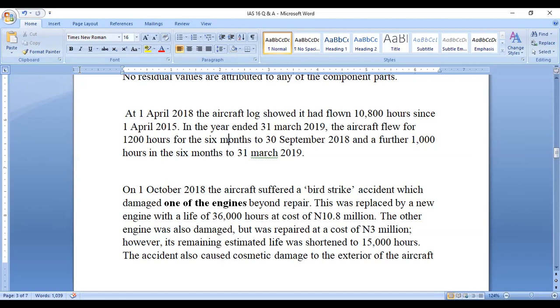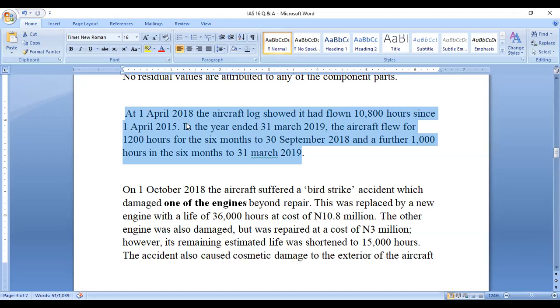Please look at this first part I'm highlighting. In the year ended 31st March 2019, the aircraft flew for 1,200 hours for the 6 months to 30th September 2018, and a further 1,000 hours in the 6 months to 31st March 2019. So we're going to find the depreciation cost figure for this extra 1,000 hours. Do you agree with me? Yes. Okay, let's proceed.